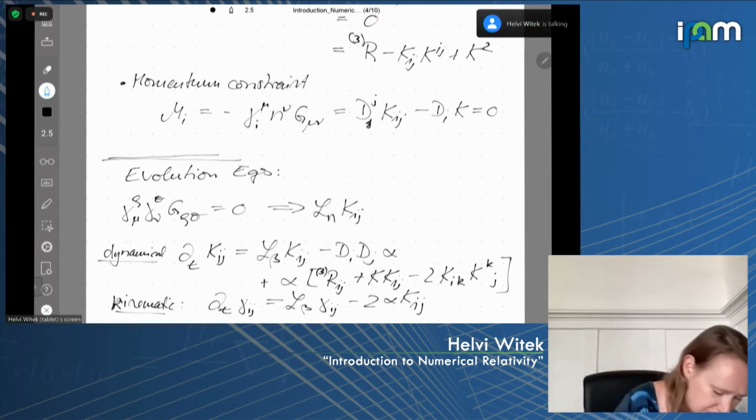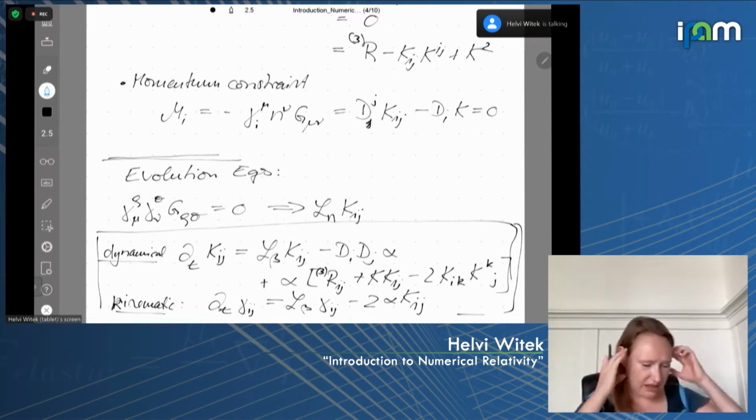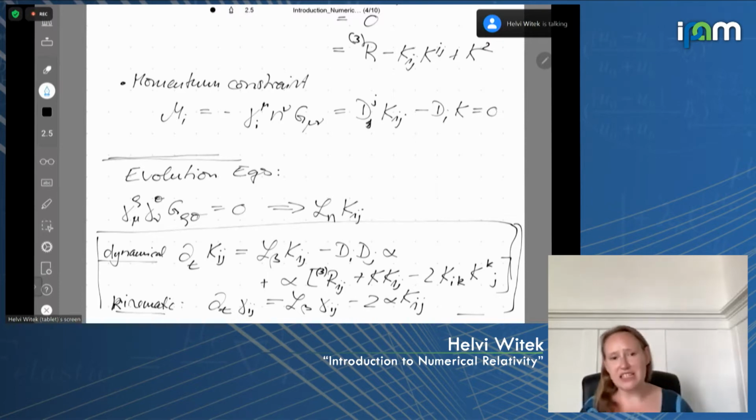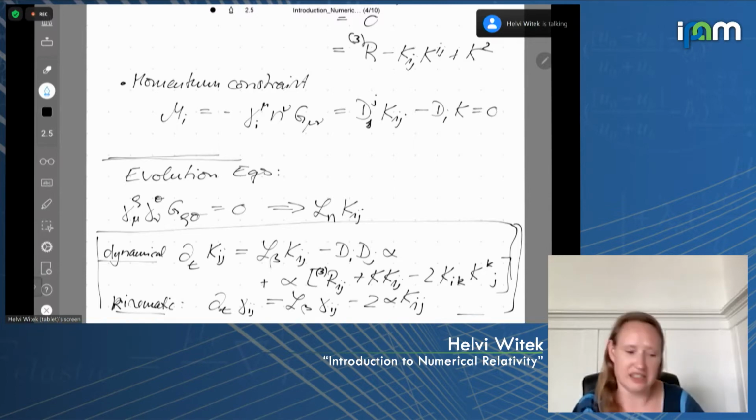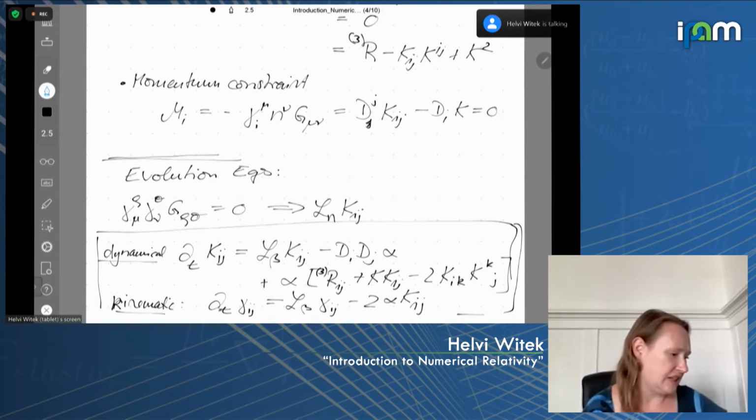So these are our evolution equations in Einstein's gravity, written down in the form that in numerical relativity we typically call ADM, the Arnowitt-Deser-Misner formulation, even though we know very well that this extrinsic curvature is not exactly the canonical momentum, but it's related to it. Good. So I wanted to add a couple of notes. I will continue on the next slide.